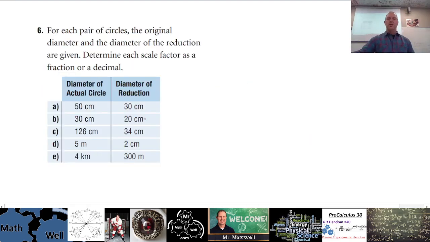Okay, just looking ahead to number 6 here too. I know you might not be done 4 and 5 just quite yet, but number 6 is really easy. It says for each pair of circles, the diameter of the original and the diameter of the reduction are given. Determine each scale factor as a fraction or decimal. So remember, with scale factor, it's the scale diagram length divided by original length.